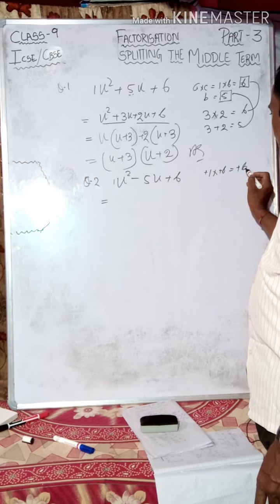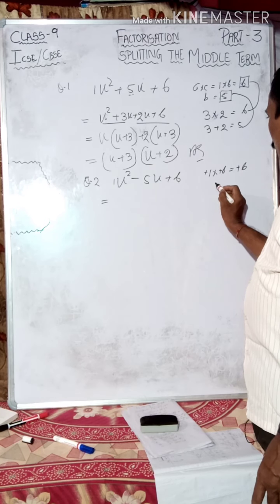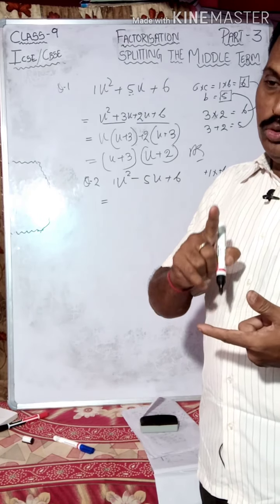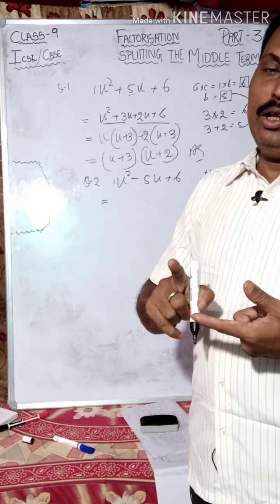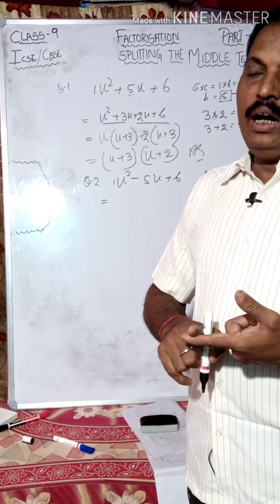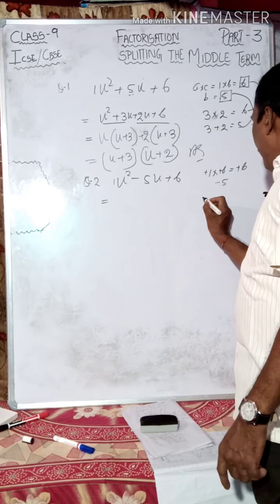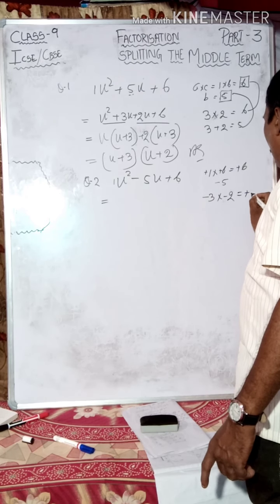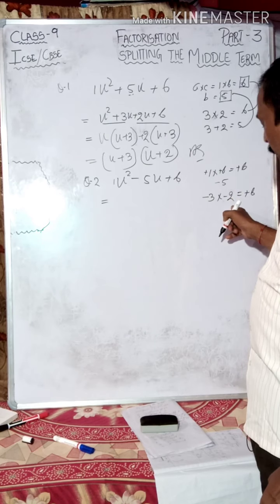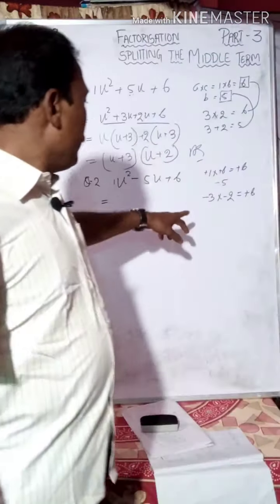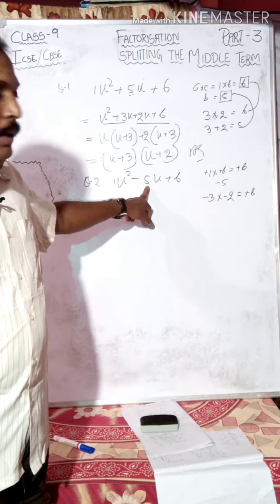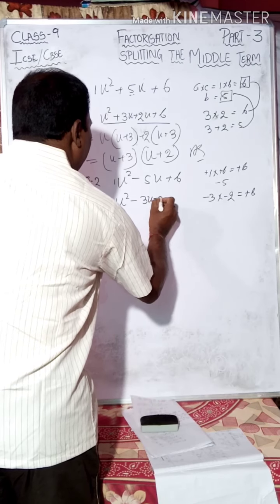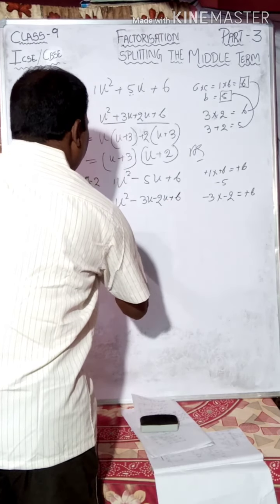So plus 1 into plus 6 is plus 6, and the sum will be minus 5. Which numbers will we take? Those two numbers, when multiplied, the product will be plus 6 and the sum will be minus 5. Look, minus 3 into minus 2 is equal to plus 6, and the sum of the two numbers, minus 3 plus minus 2, is equal to minus 5. So in this case, what will we take? x square minus 3x minus 2x plus 6. This much we will take.